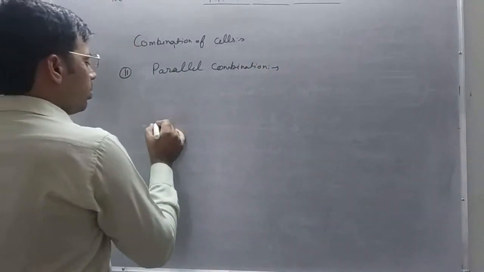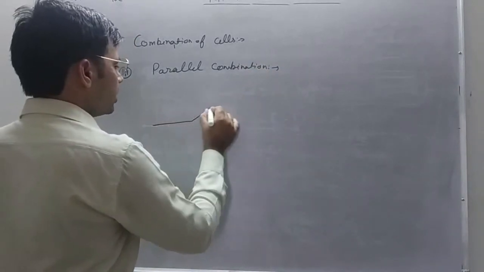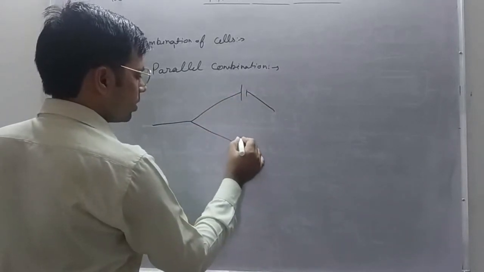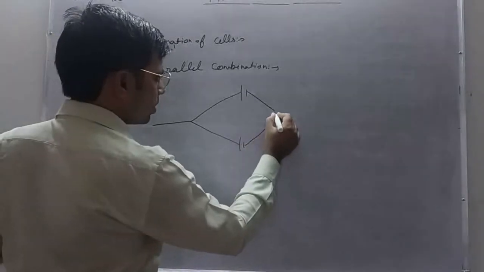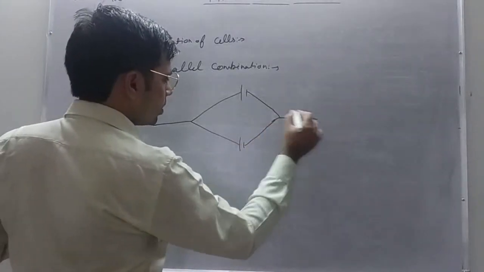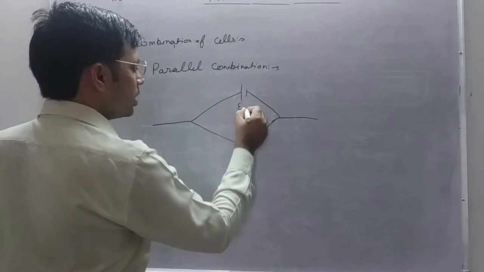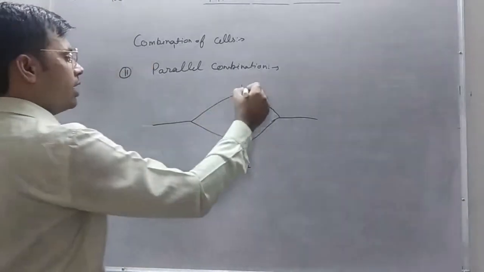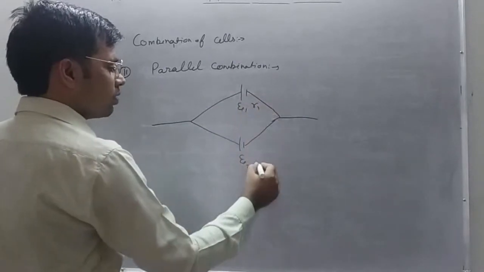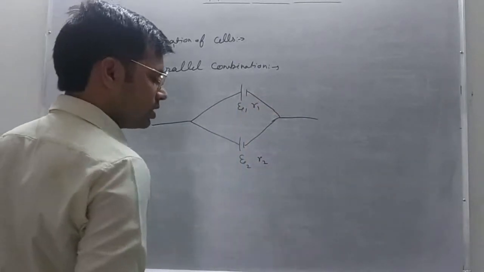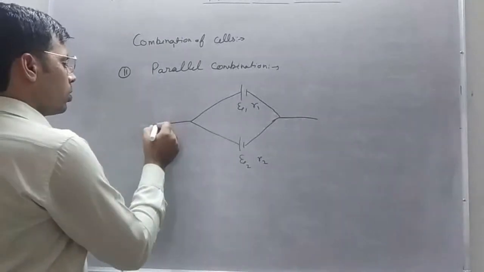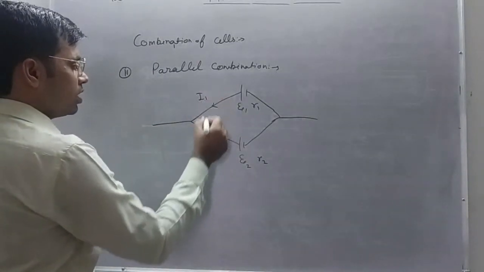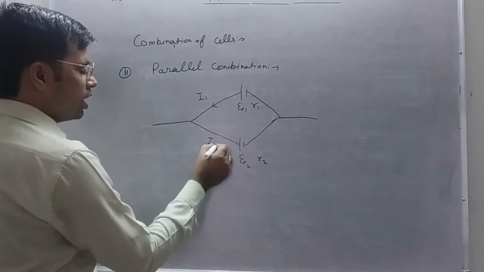Now we know that parallel combination is like this. This is cell 1, let's suppose its EMF is E1, and this is E2, and it is providing internal resistance R1, and this is providing internal resistance R2. Now let's suppose through this branch current I1 is flowing and through this branch current I2 is flowing.